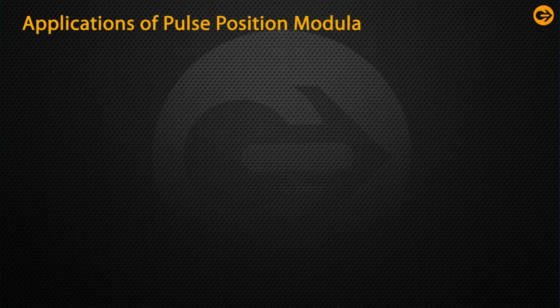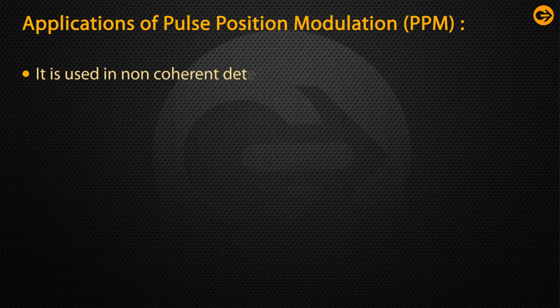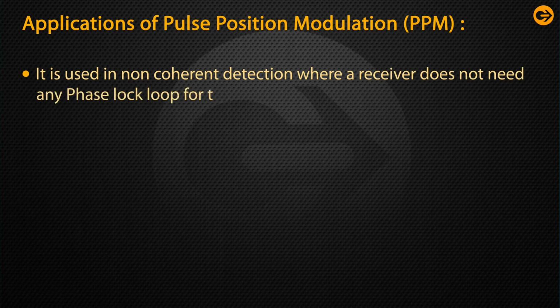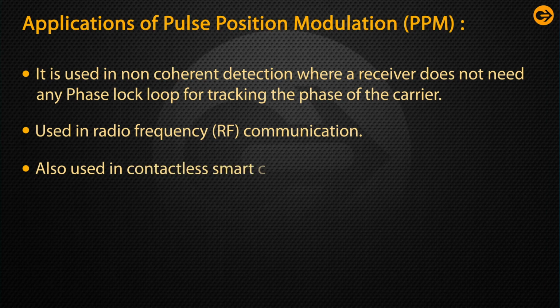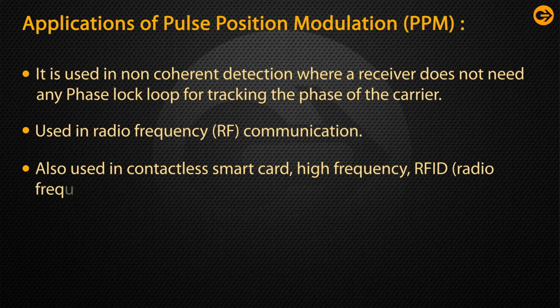Now let us discuss the applications of PPM or pulse position modulation. It is used in non-coherent detection, where a receiver does not need any phase locked loop for tracking the phase of the carrier. The second application is in radio frequency communication. The third application is in contactless smart cards. What are contactless smart cards? Think of radio frequency identification or RFID tags and so on.